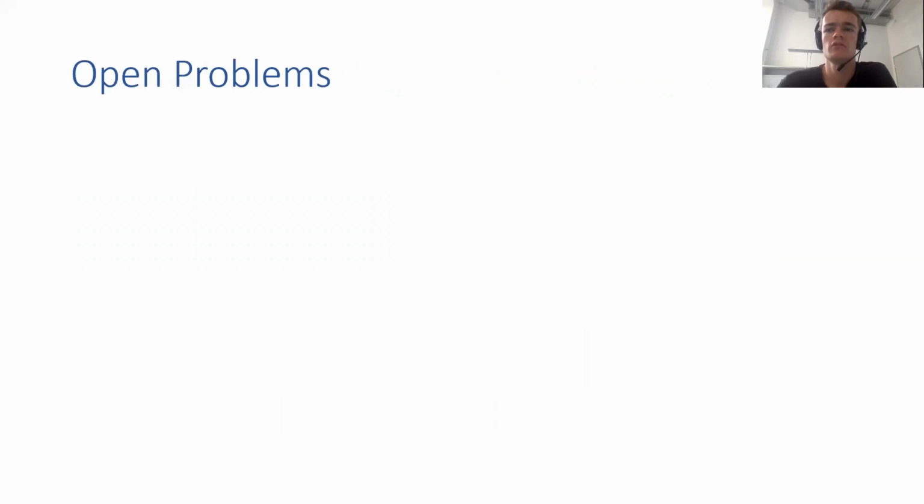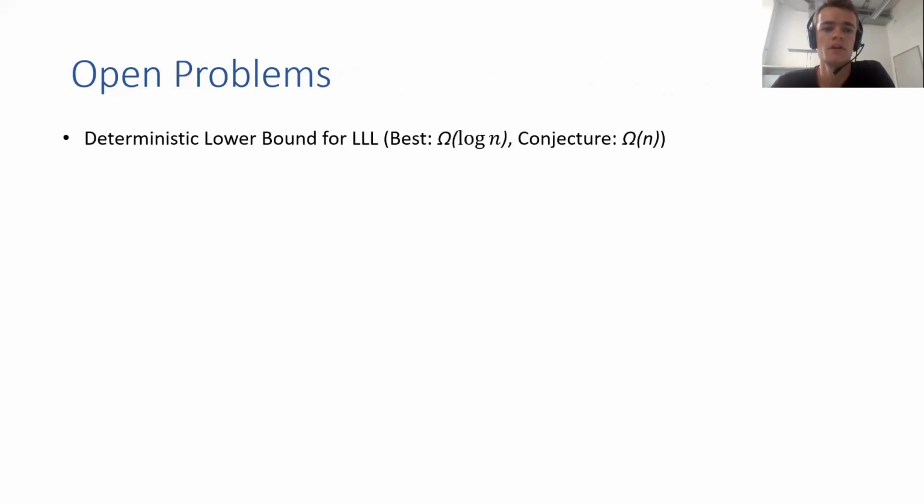Okay, so now let me conclude with some open problems. One interesting question is whether we can get a deterministic lower bound for the distributed Lovász local lemma. The best known is omega log n, which we just basically proved, which comes from the randomized lower bound. However, we conjecture that there's actually an omega of n lower bound. So this would be very nice if one could show this.